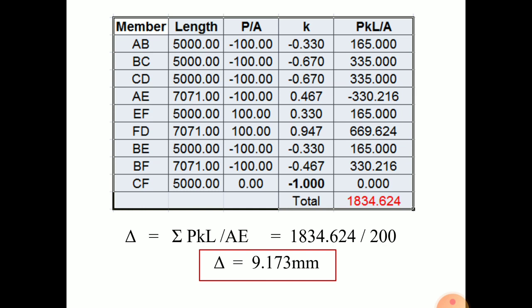In this problem, P by A is already given as 100, and if you take 1834.624 divided by 200, it will be 9.173 mm. That is the vertical deflection at point C.